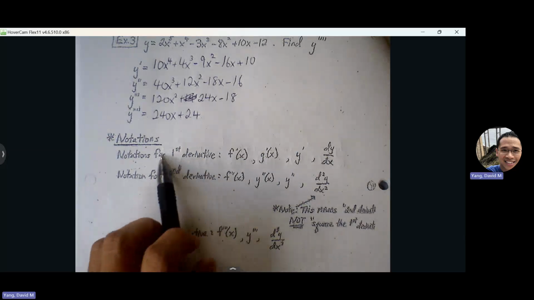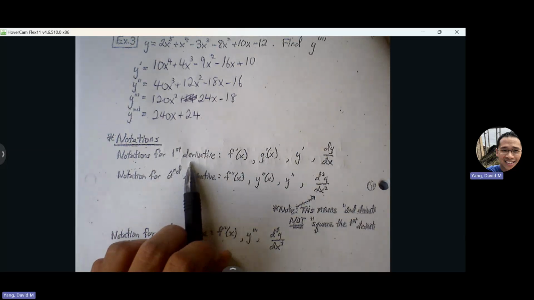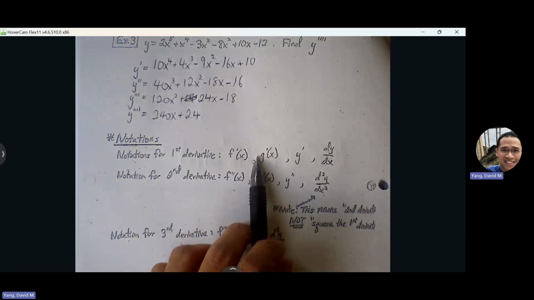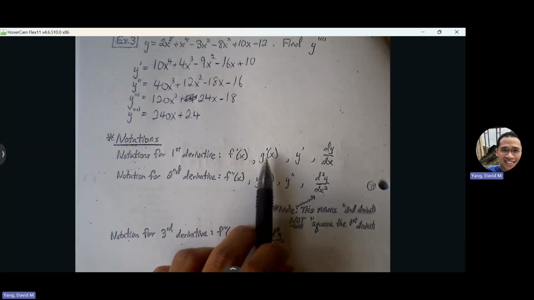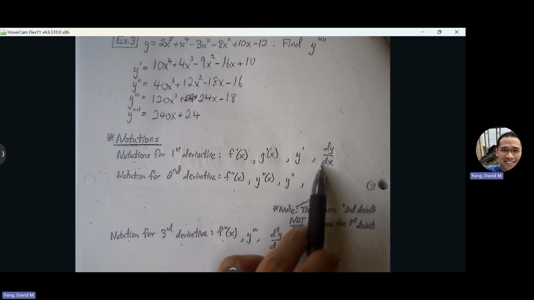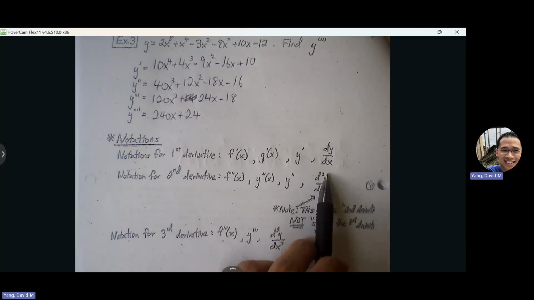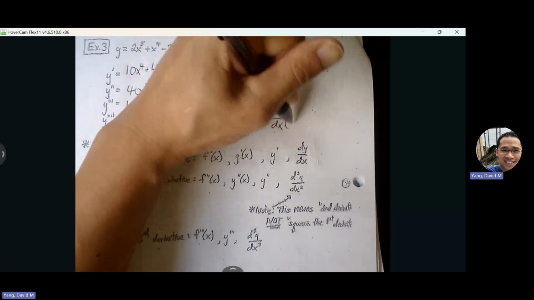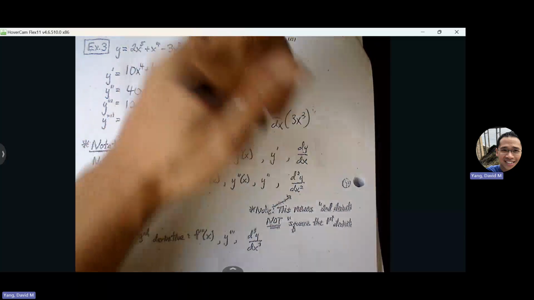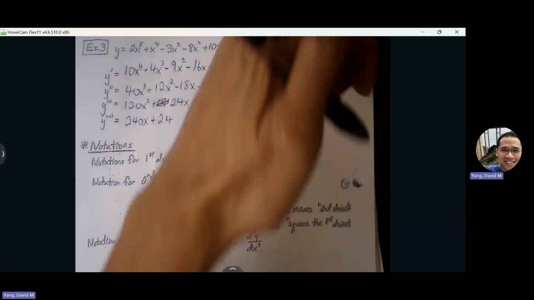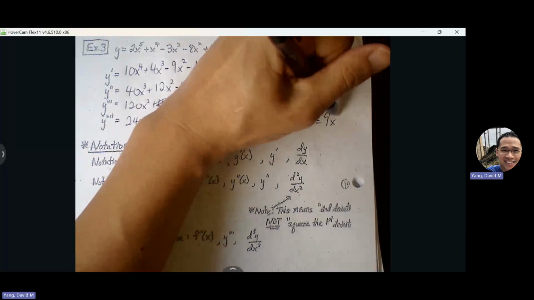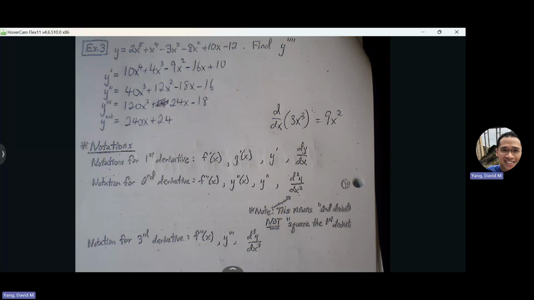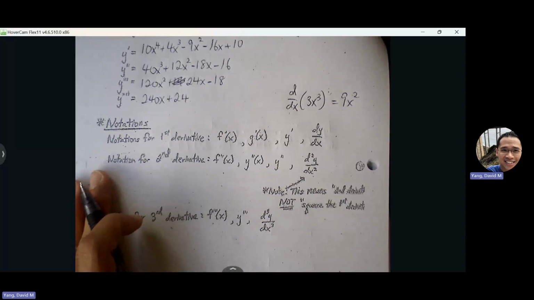Okay, just some notations. We talked about this already, but notations for the first derivative of a function could be f prime of x, g prime of x if your function starts with g, y prime of x, or dy dx. Sometimes it may say d over dx of 3x cubed, and that just means find the derivative of 3x cubed, which you would just say is 9x squared. So there are all these different notations. It just indicates find the derivative of some expression.